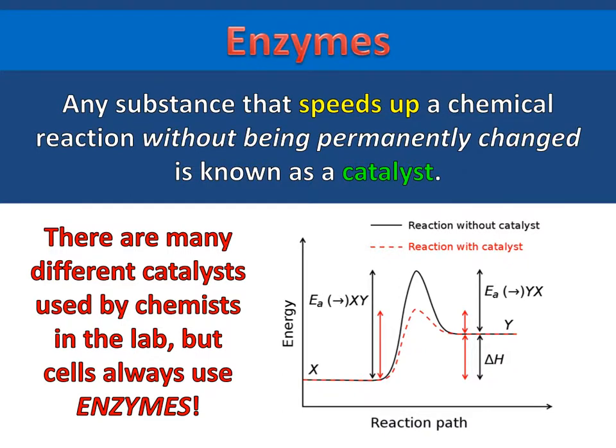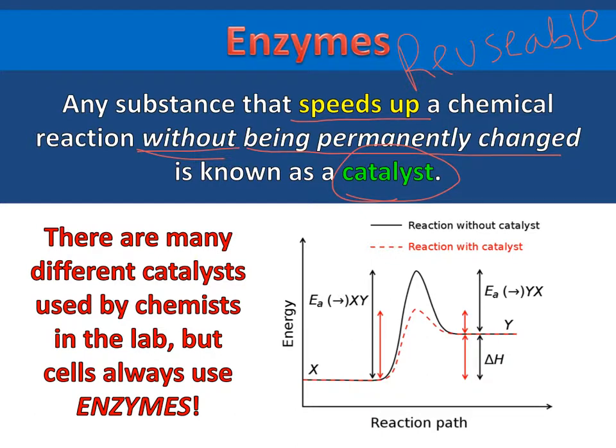Any substance that speeds up a chemical reaction without being permanently changed is called a catalyst. That's what I just told you on that last slide. So for question 9, define catalyst. Say it's a substance that speeds up a reaction without it being changed. Again, it's reusable. Remember, it's reusable.